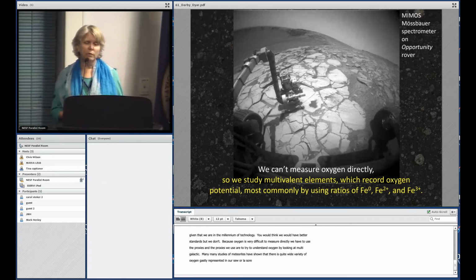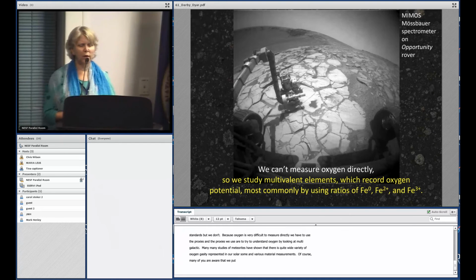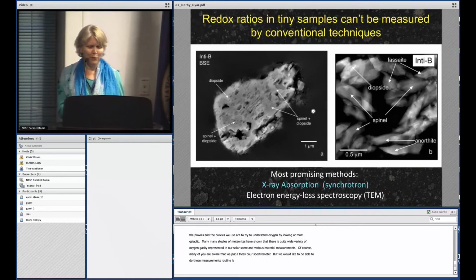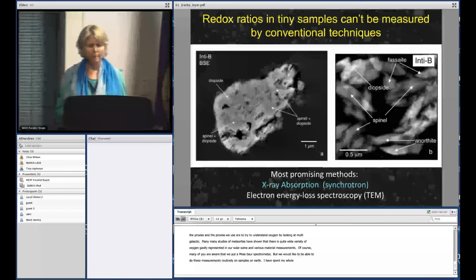And so, of course, many of you are aware that we put a Mossbauer spectrometer on each of the Mars Exploration Rovers, and we got some very useful data on ferric-ferrous ratios on Mars, but we'd like to be able to do these measurements routinely on samples on Earth. And surprisingly, again, I've spent my whole career looking at ferric-ferrous ratios and different ways of measuring them in laboratory samples. But boy, doing redox ratios in tiny samples is very, very difficult.